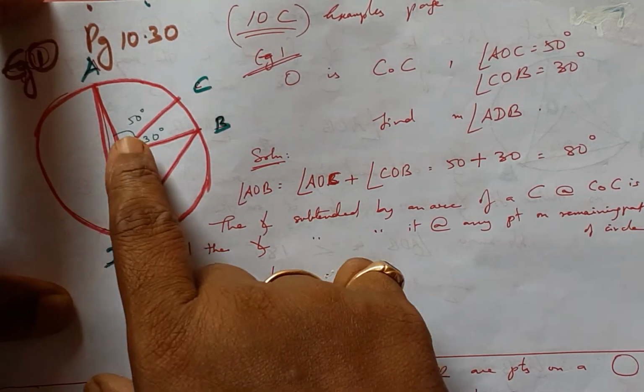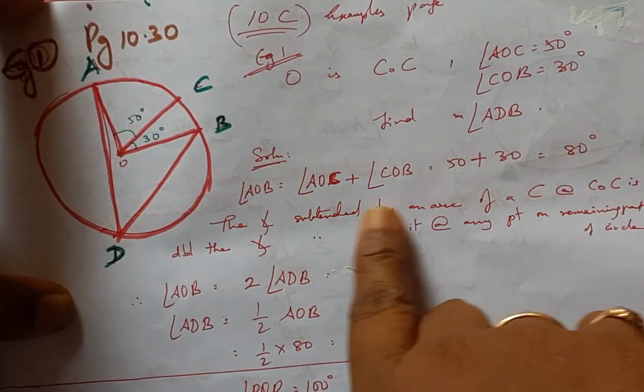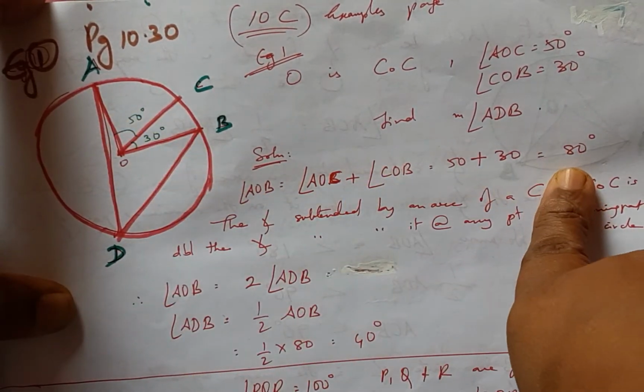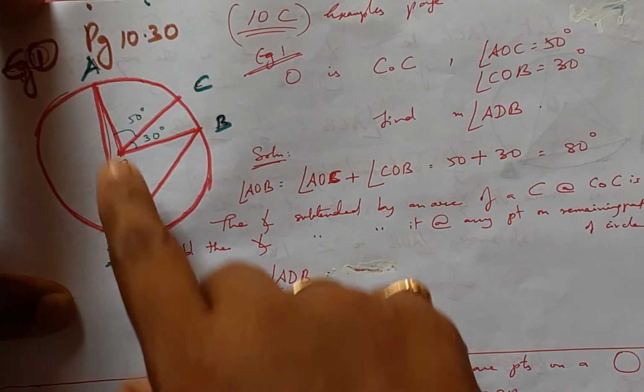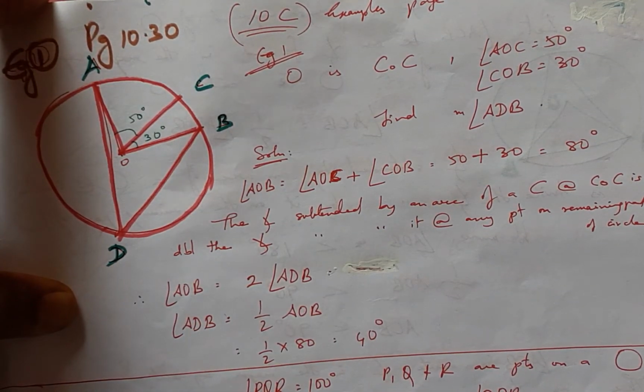Therefore, whatever this angle is, this would be half of it, and this has been elaborated. AOB is the sum of these two angles, which is 80, and therefore ADB is exactly half of AOB, which is 40 degrees.